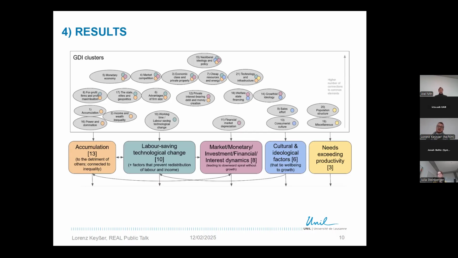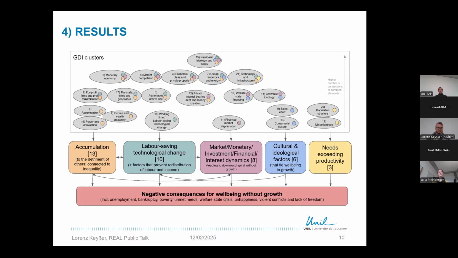And then we have the cultural and ideological factors that tie well-being to growth, as well as, lastly, situations where human needs exceed various productivities. For instance, under population growth, when you have economic stagnation but population growth, and productivity of, for instance, energy and material inputs does not rise, then you might have deprivation of human needs, because the same economic pie needs to be distributed over a larger number of people. And all these 5 elements cause various negative consequences for well-being without growth, including unemployment, bankruptcy, poverty, welfare state crises, etc.